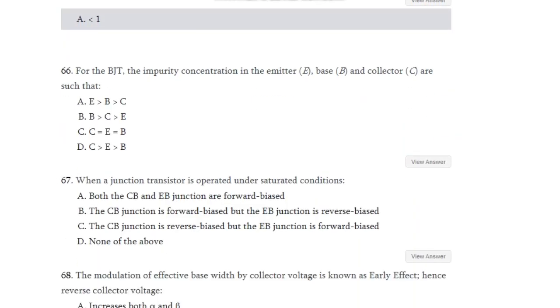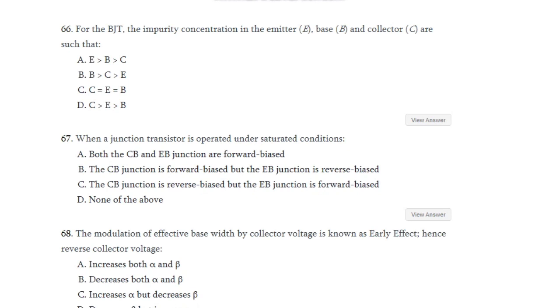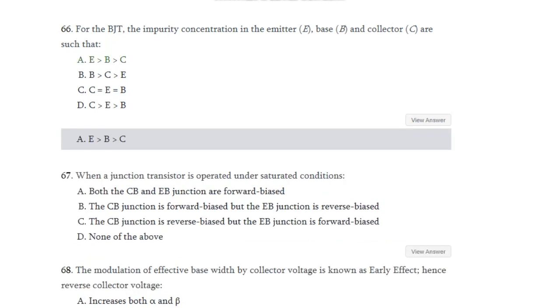Then question number 66: for BJT, the impurity concentration in the emitter, base and collector are such that, 4 options are given, and the correct option is C, first option, it is the correct option.